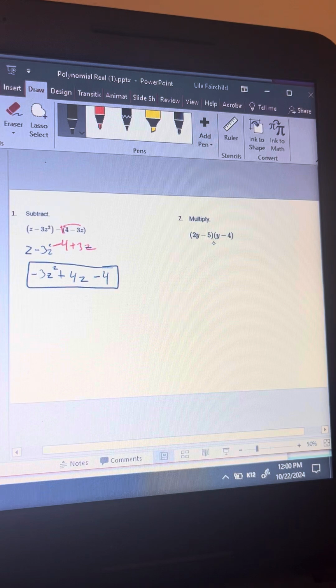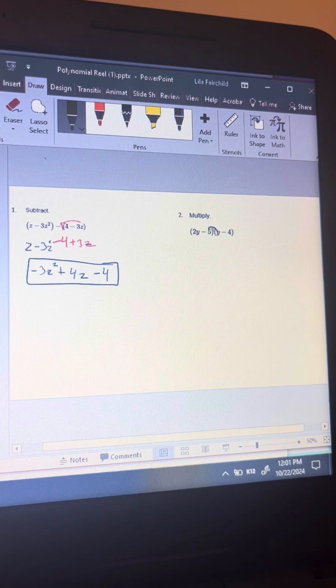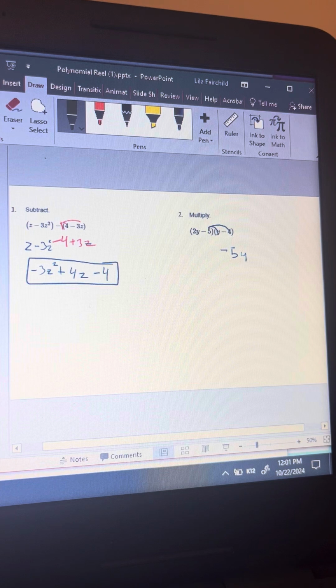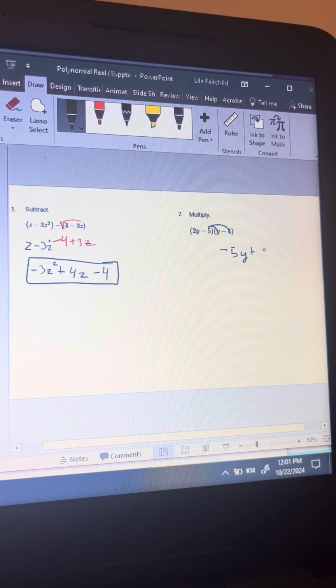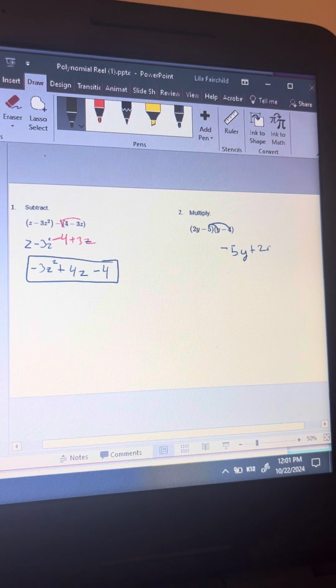And then for this next one, we're gonna have to distribute. So first thing I'm gonna do is distribute the -5 with the y and the 4, which would be -5y plus, because they're both negatives, it would be plus 20.